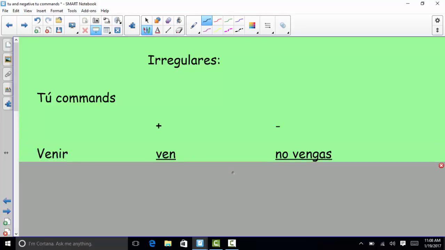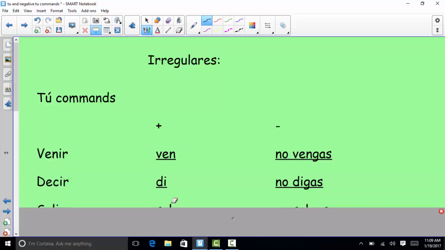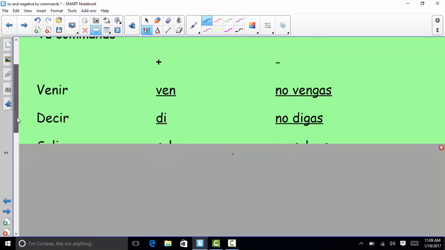So, for example, venir's affirmative command is ven. The usted form of the verb is viene. So it's irregular because we don't just start with viene, we start with ven. And then the negative command for venir is no vengas. So that is actually normal because you would start with vengo and add the opposite ending. So no vengas in the negative is pretty normal.